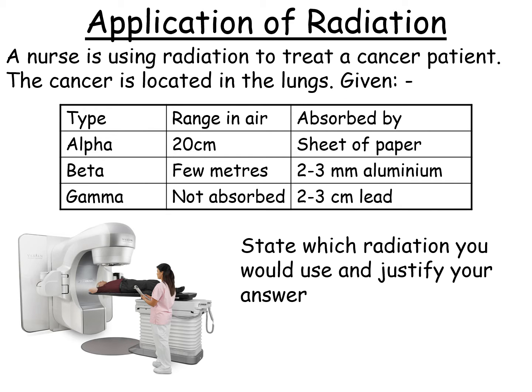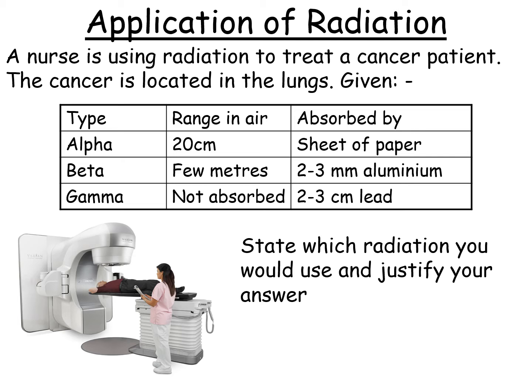Okay, now, how can we use this knowledge for applications? Because obviously we use radiation in a variety of ways, and I don't want you to think of radiation as a bad thing. It can be a good thing. So here's an example. A nurse is using radiation to treat a cancer patient, and the cancer is located in the lungs. State which radiation you would use and justify your answer. Okay, so pause the video and have a rethink about which of these radiations would be the best one to use.